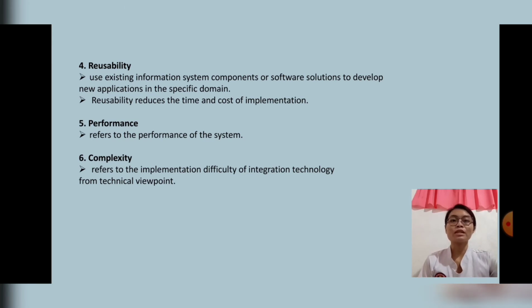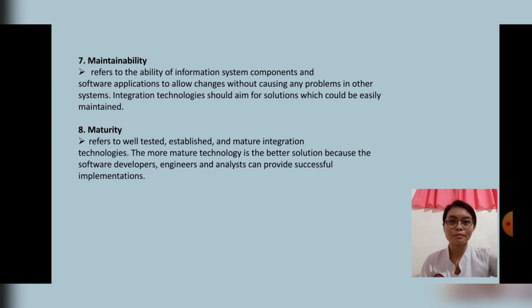Fifth is performance, which refers to the performance of the system. Sixth is complexity. It refers to the implementation difficulty of integration technology from a technical viewpoint. Seventh is maintainability, which refers to the ability of information system components and software applications to allow changes without causing any problem in other systems. Integration technologies should aim for solutions which can be easily maintained.